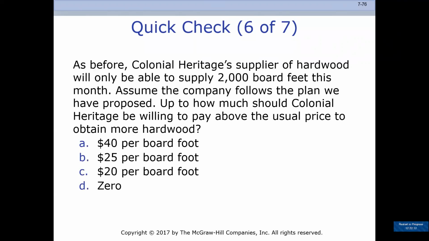As before, Colonial Heritage's supplier of hardwood will only be able to supply 2,000 board feet this month. Assume the company follows the plan we have proposed. Up to how much should Colonial Heritage be willing to pay above the usual price to obtain more board feet of hardwood? Are we talking about break-even points again? Yeah, what's the break-even point for this? 20 per board foot. We determined that before, right? 200 divided by 10, 20 per board foot. If they pay any less than that, they're making money. If they pay exactly 20, they're breaking even.